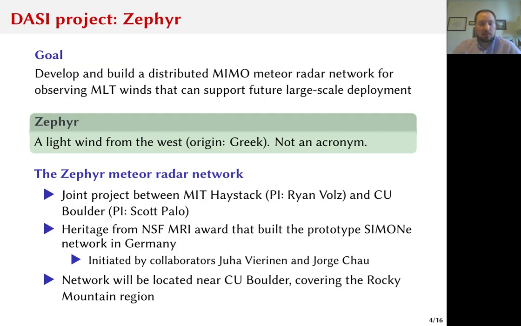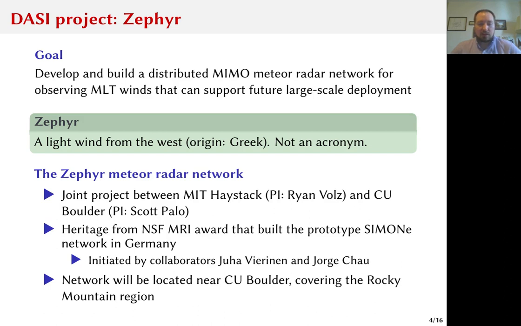So this DAISY project, Zephyr, our goal is to develop and build a distributed MIMO meteor radar network for observing MLT winds that can support future large-scale deployment and address some of these data sparsity issues and progress CEDAR science in the system-level view. The Zephyr Meteor Radar Network is a joint project between MIT Haystack, where I am the PI, and the University of Colorado Boulder, where Scott Palo is the PI.